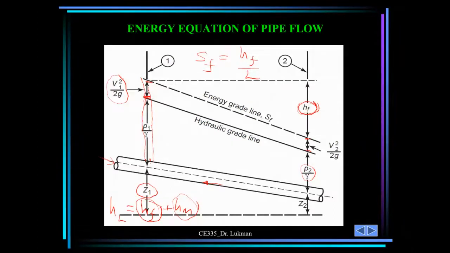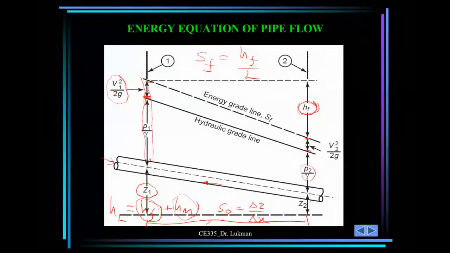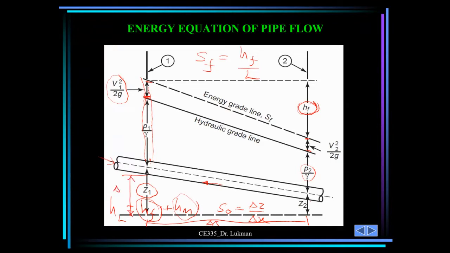And the definition of S naught, which is the bed slope, we call it bed slope. In this case, it is the change in elevation of the pipe divided by the difference between the 2 points. Not actually the pipe length, but let's say over delta X. Delta X is the distance between the 2 points, which is this. And this is delta Z, which is the difference in elevation between the 2 points.